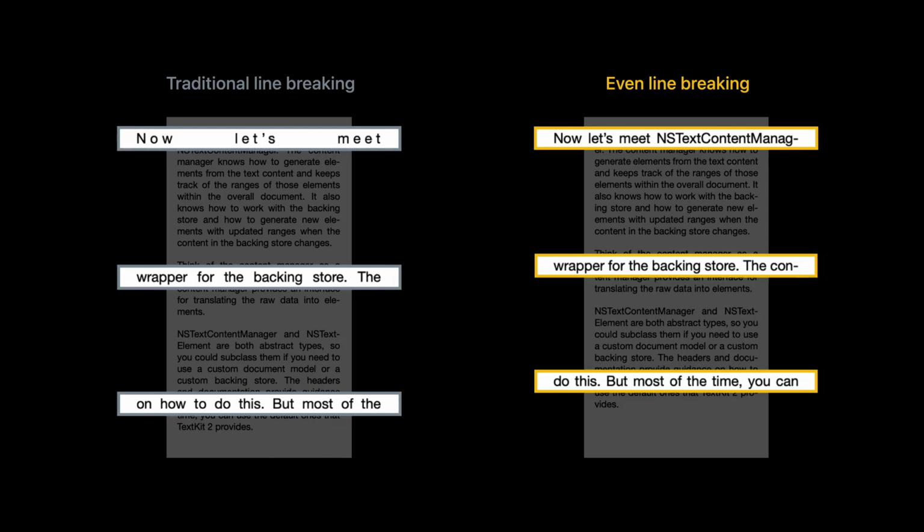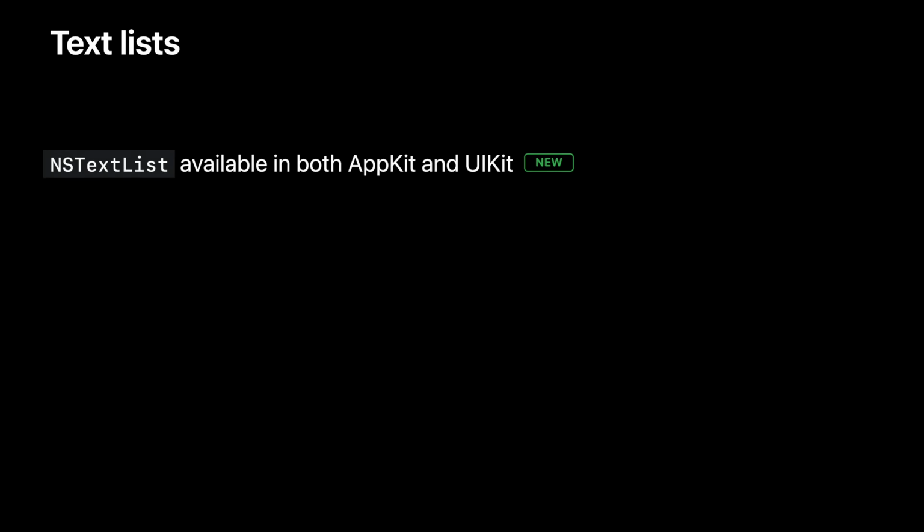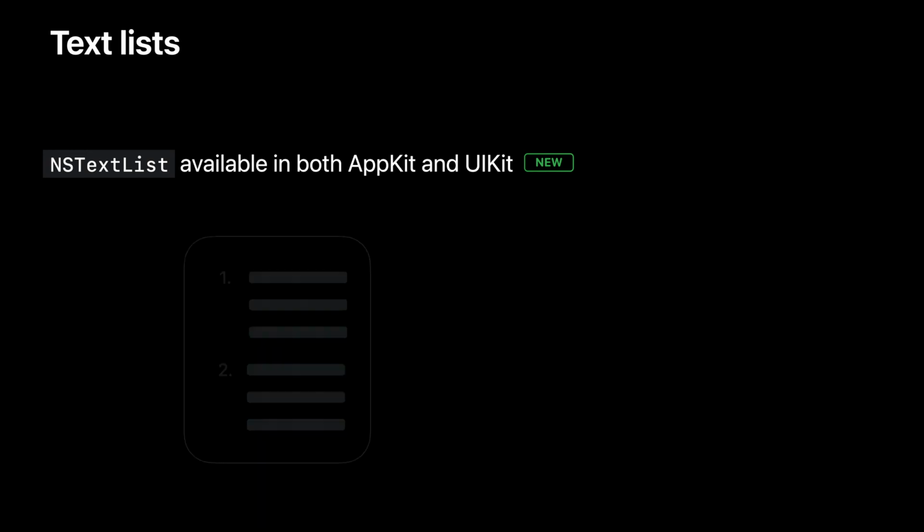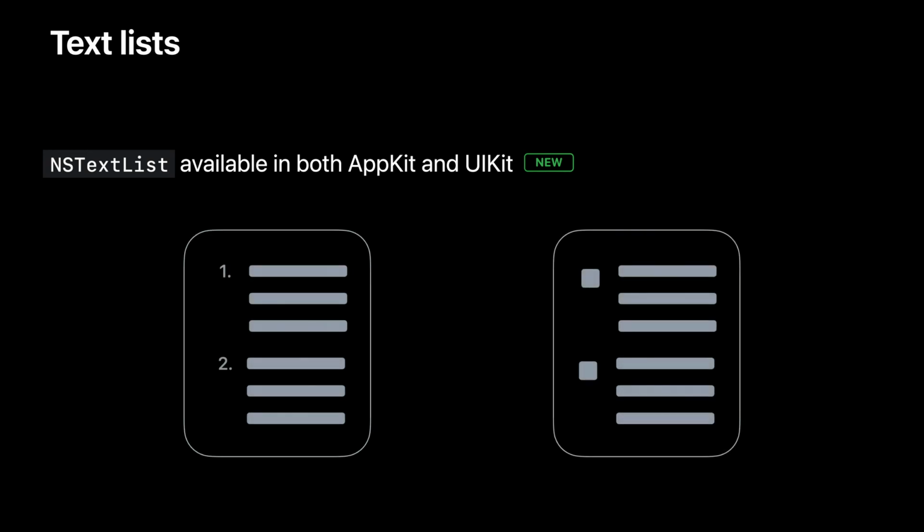There's no adoption required. And finally, we've added text list support in TextKit 2 for all platforms. With text lists, you can programmatically create numbered or bulleted lists for display in a text view. TextKit 2 uses NSTextList to represent text lists, just like TextKit 1. NSTextList used to be available in AppKit only, but in iOS 16, it's available in UIKit too.